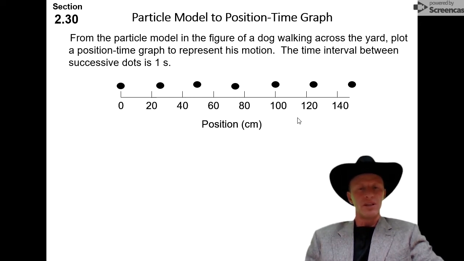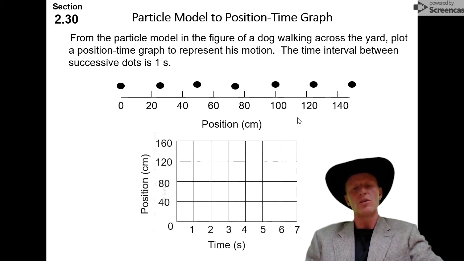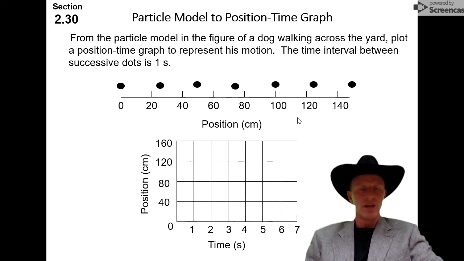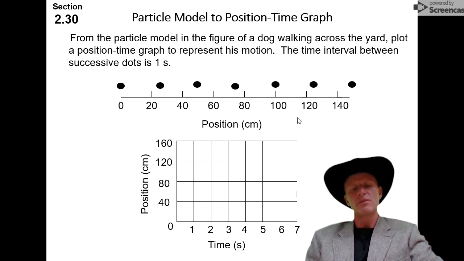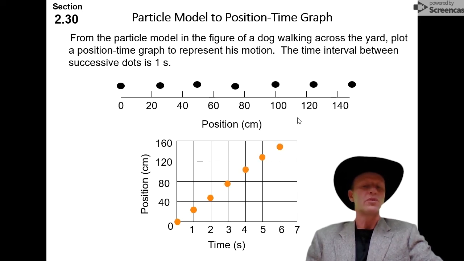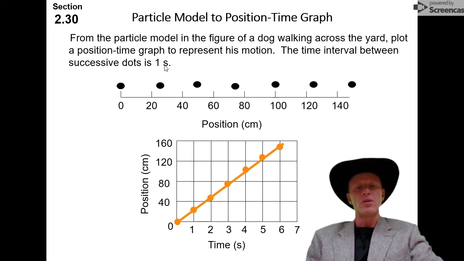So for this transition, we're going to take that horizontal axis, which represents the position, and make it the vertical axis on our position time graph. Now how do we get the time data? Each dot is at 1 second intervals. So 0, 0 is a point, and then after 1 second, it's like 25. After 2 seconds, it's a little bit more than 40, and so on and so forth. We will create our position time graph so we can figure out where the time is based on the dots. And in the words, it tells you what the interval of the dots is for a particle model.